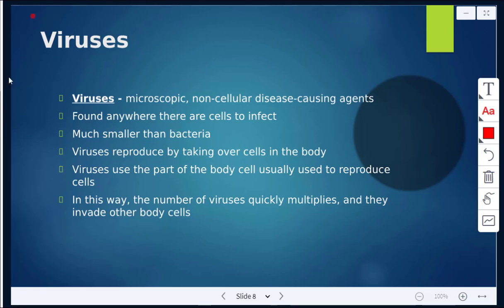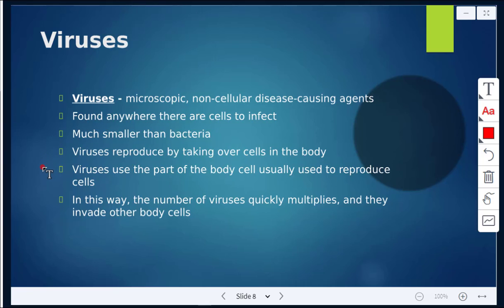Next, we're going to talk about viruses. Viruses are microscopic, non-cellular, disease-causing agents. They're found anywhere there are cells to infect. They are much smaller than bacteria, and they reproduce by taking over the cells in the body and using the body's cells to reproduce.